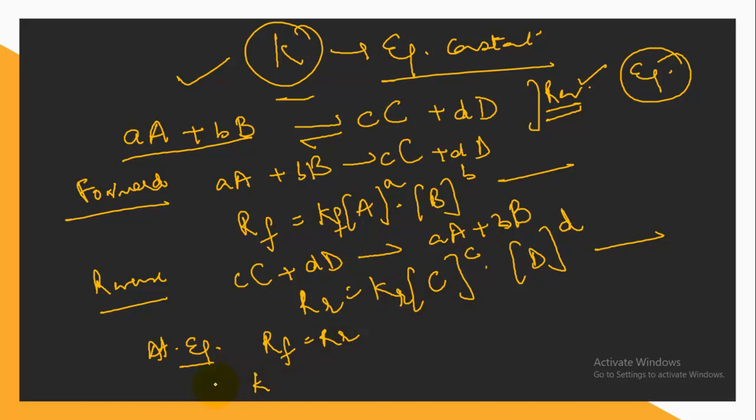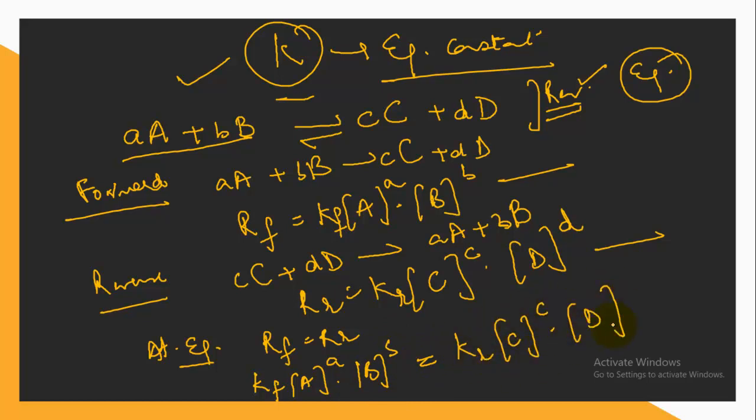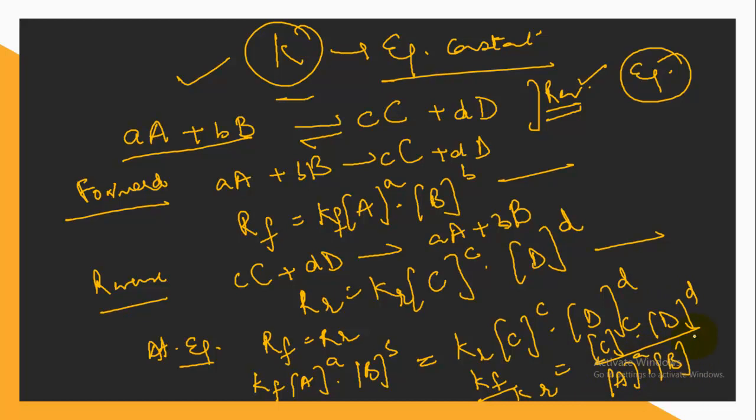So that means at equilibrium, Kf times the concentration of A raised to power a and B raised to power b is equal to Kr times the concentration of C raised to power c, concentration of D raised to power d. We can equate these values like this. So we'll get the concentration of C into concentration of D divided by concentration of A into concentration of B, raised to their respective moles. So let's proceed further.